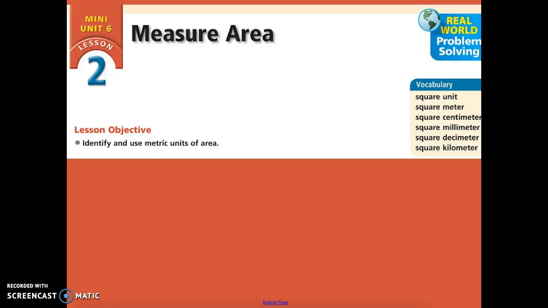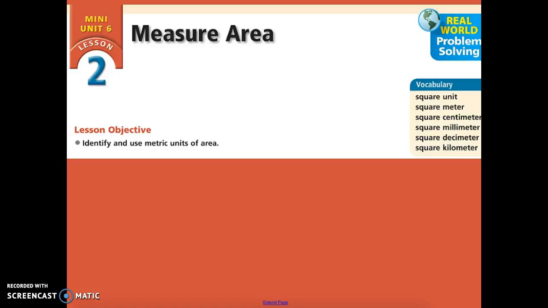This is Mrs. Naslund, and today we'll be doing Unit 6, Lesson 2, Measure Area. Our learning target for today is, I can identify and use metric units of area. So our vocab for today will be square unit, square meter, square centimeter, square millimeter, square decimeter, and square kilometer.